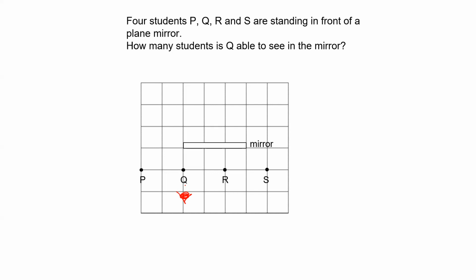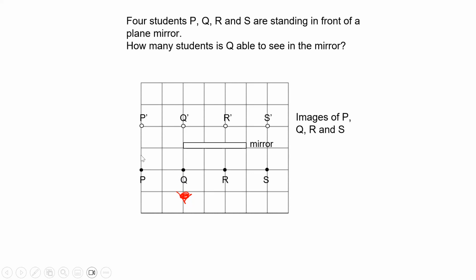The first step is to locate the image. Although my mirror is only from this box to here, only in front of Q and R, just ignore it. You can assume that the mirror extends out all the way. So first step is to locate the image of the P, Q, R, S. Where are the images of P, Q, R, S based on this mirror? So it will be equal distance.